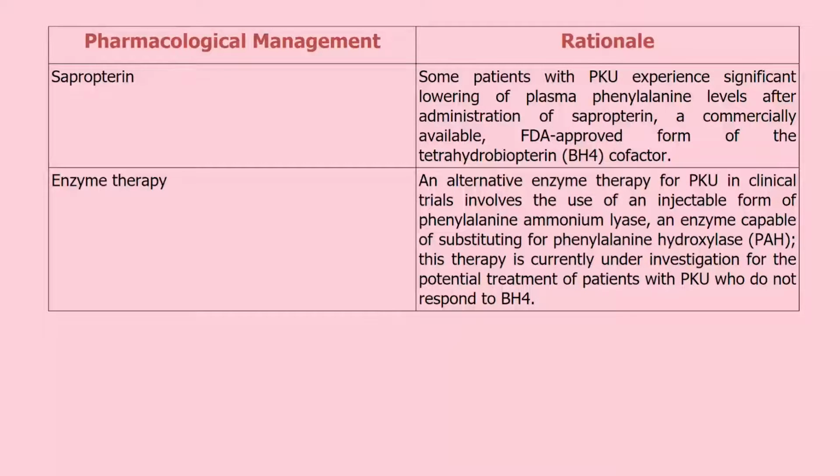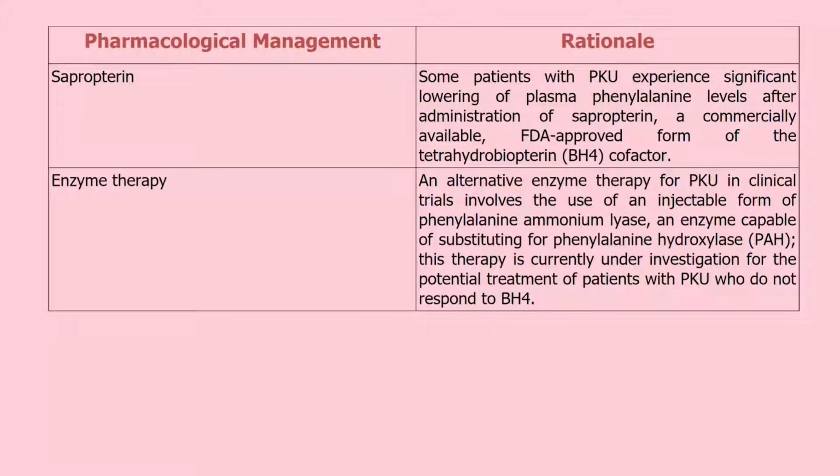For pharmacological management, sapropterin. Some patients with PKU experience significant lowering of plasma phenylalanine levels after administration of sapropterin, a commercially available FDA-approved form of the tetrahydrobiopterin cofactor.